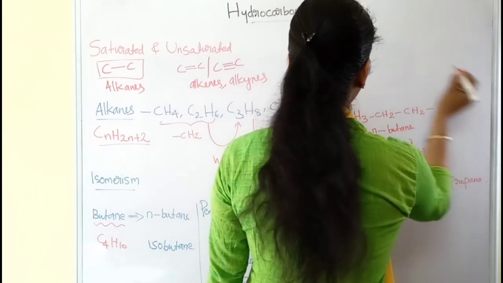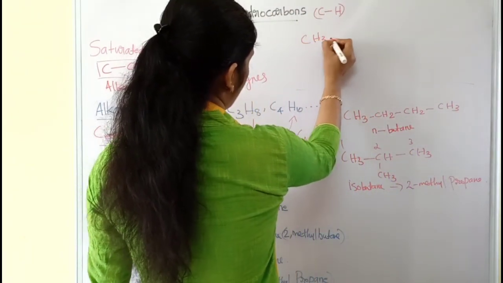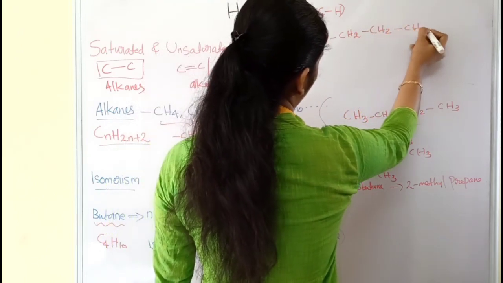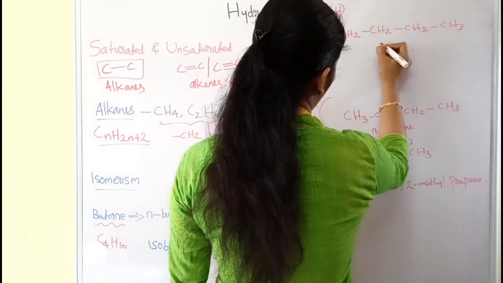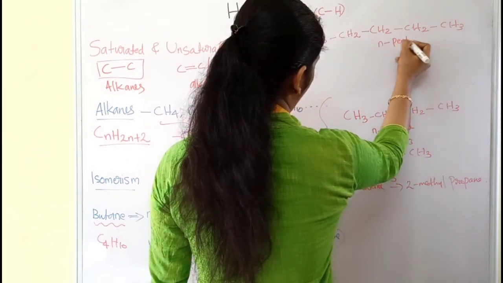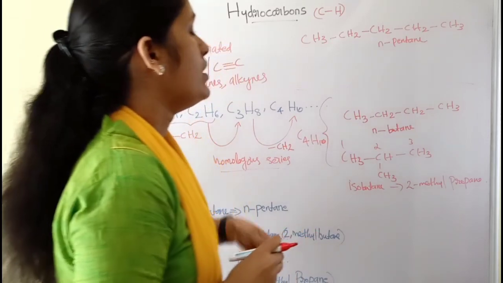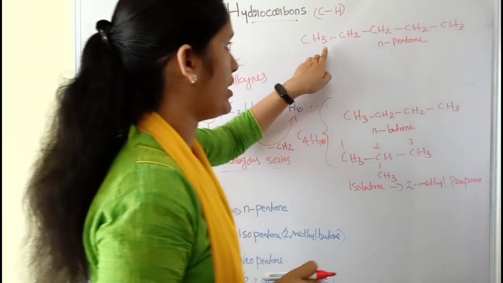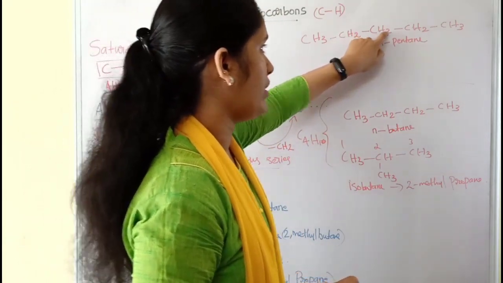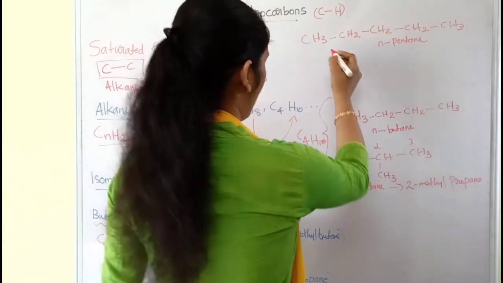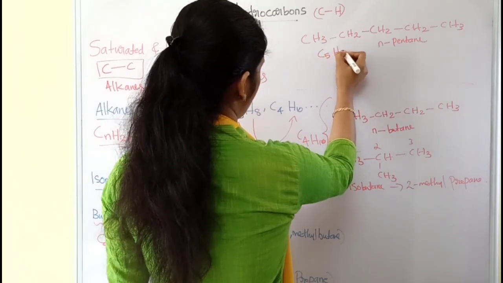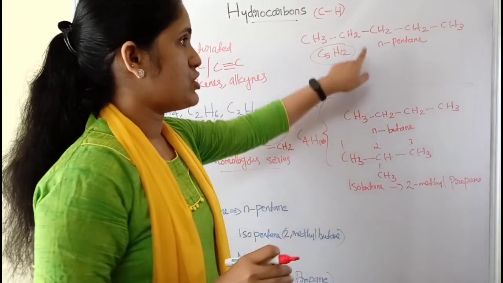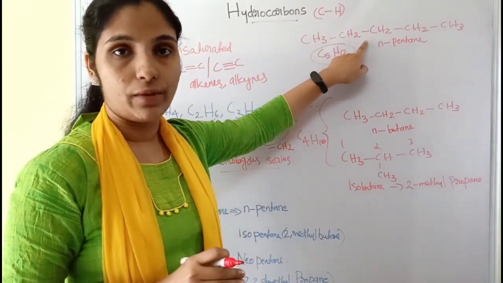So this n-pentane is normally CH3, 5 carbon atoms, CH3, CH2, CH2, then CH2, CH3, and this is n-pentane. Let's count the number of carbons: 1, 2, 3, 4 and 5, and hydrogens: 3 plus 2, 5, 7, 9 plus 3, it is 12. That is C5H12, the molecular formula, and this is the structure of the first isomer, n-pentane.